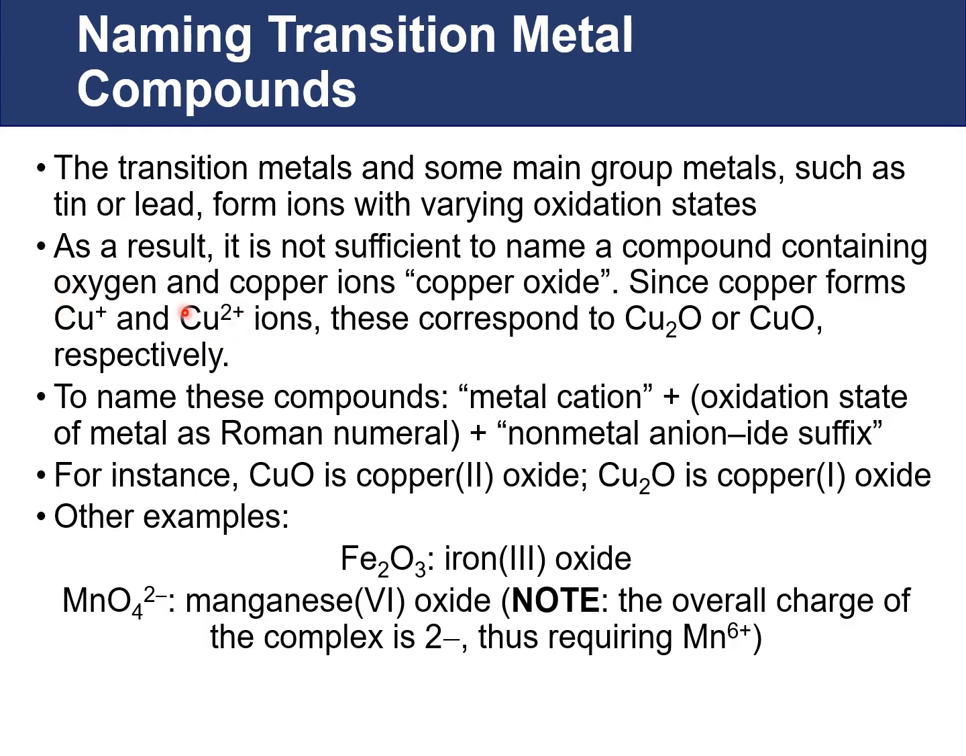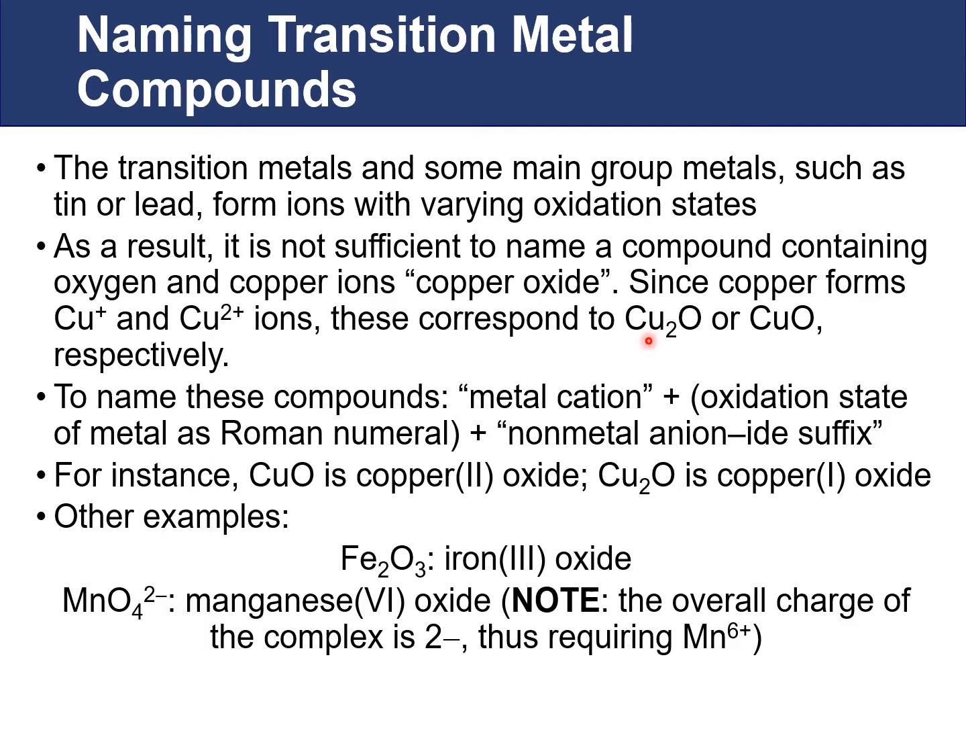So this is a polyvalent or multivalent metal. It can have multiple different charges, whereas our alkali and alkali earth metals, those in group 1 and group 2, could only have a single type of charge. Anything in group 1 is a +1, anything in group 2 is a +2. So as a result, it is not sufficient to name the compound based on just having the nonmetal and the metal. So we can't just call it copper oxide, for example, because the copper could be either a +1 or a +2, and that will give us 2 different chemical formulas. We could have Cu2O or CuO, depending on the charge on the copper.